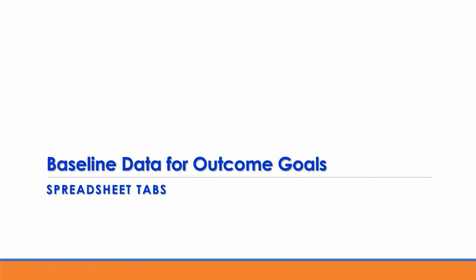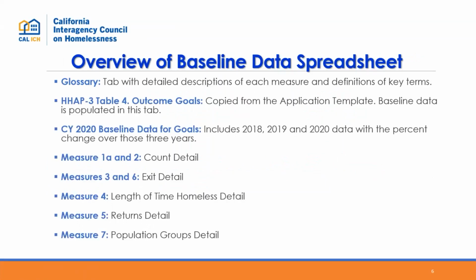Next, we will go through the spreadsheet tabs. In the baseline data spreadsheet, you will find 8 tabs. First, a glossary tab with detailed descriptions of each measure and key term definitions. A HAP3 Table 4 Outcome Goals tab, which is copied from the application template. The 2020 baseline data is populated in this tab.